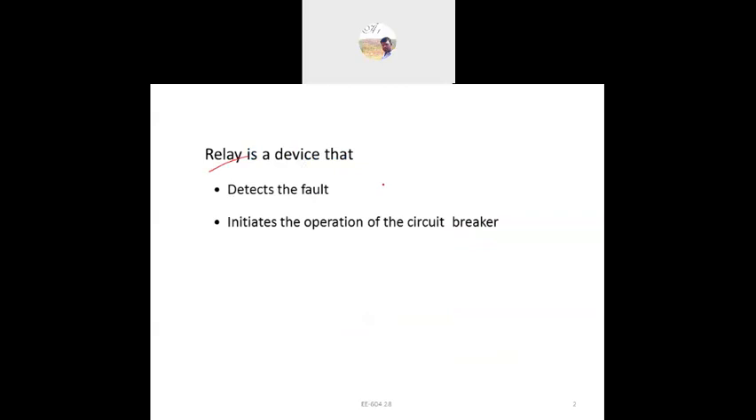A relay only detects the fault, it does not initiate the fault. Whatever fault occurs, for example if a triple line fault occurs in the line, the relay will detect the fault. It does not isolate the fault. The isolation part is done by the circuit breaker, so the relay initiates the operation of the circuit breaker.